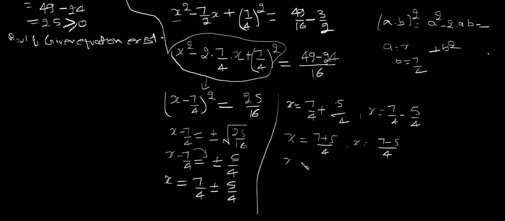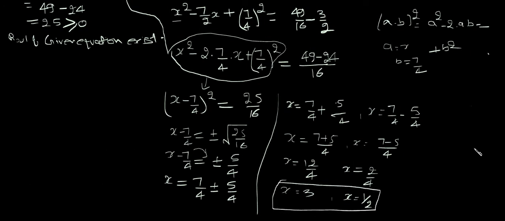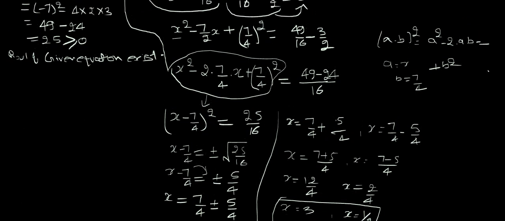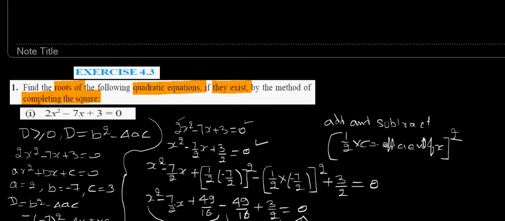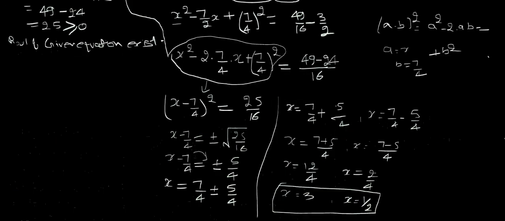So from here x is equal to 12 upon 4, and from here x is equal to 2 upon 4. So x is equal to 3 is one answer, and x is equal to 1 by 2 is another answer. So these two are the roots of this quadratic equation, right? So x is equal to 3 and x is equal to 1 by 2 are the roots of the quadratic equation 2x square minus 7x plus 3 is equal to 0. So this is the answer.